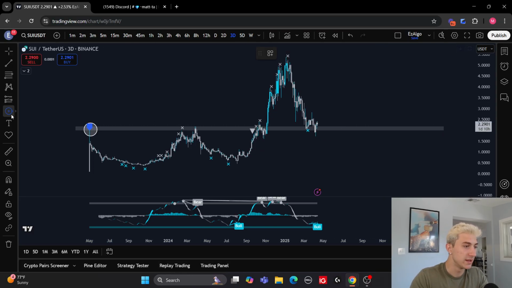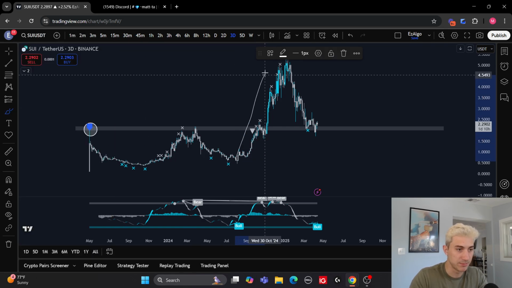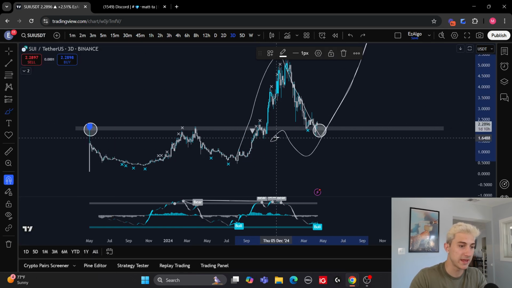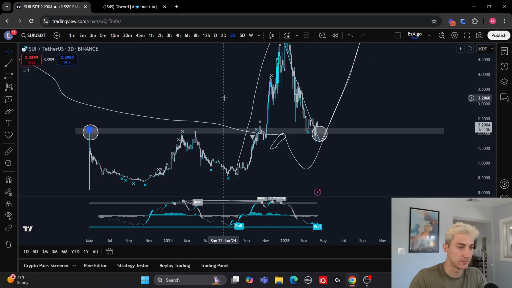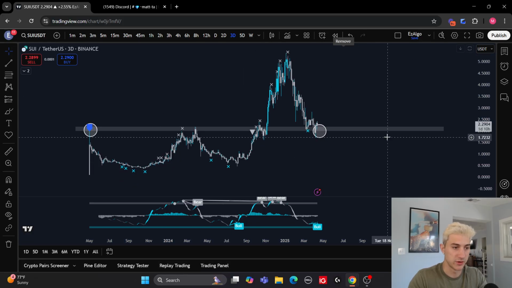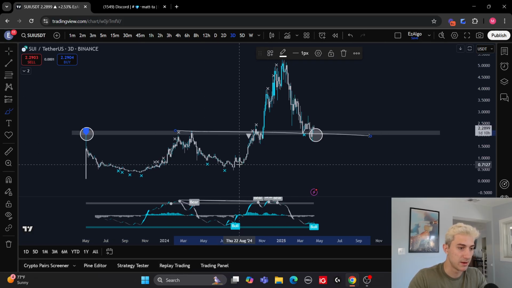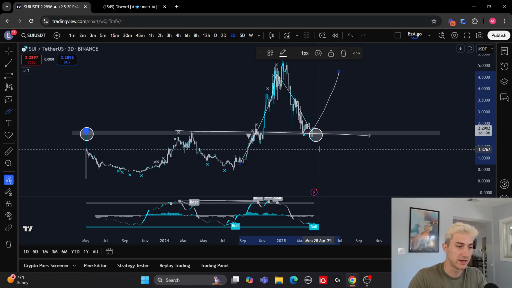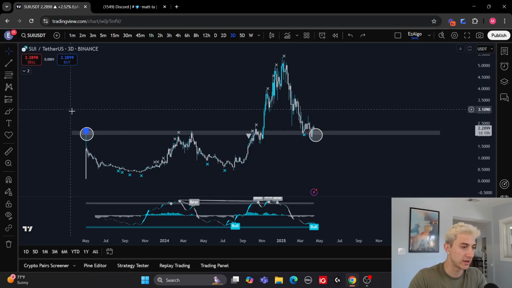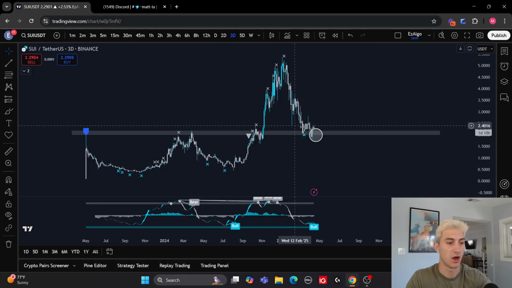Structure is still technically bullish on a higher time frame. We're still making higher highs and higher lows, are we not? You guys see that, right? We're making a higher high, breaking structure, and we're trying to put in a higher low here. So structure is still bullish, meaning longs are valid on a lower time frame.